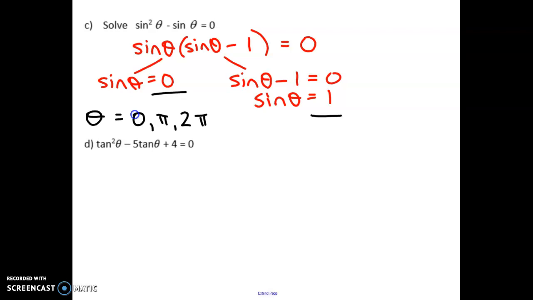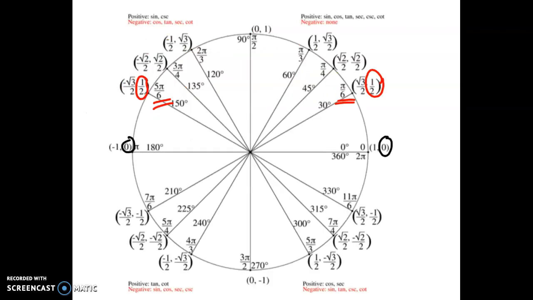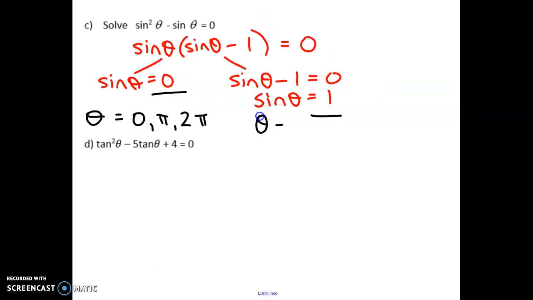On the other side, where sine equals 1: sine equals 1 right here at pi over 2. So for this one, theta equals pi over 2. So we actually have 4 answers altogether for the solutions of this equation.